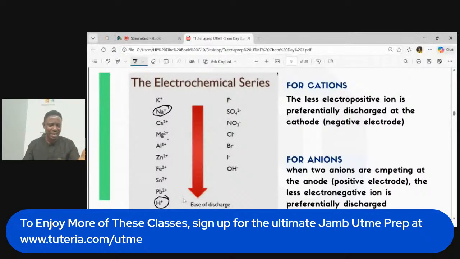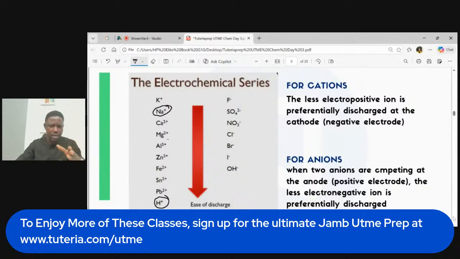Because it's less reactive, the more reactive will displace it and kick it out of the system. Because the more reactive one is at the top, it's like the boss. Sodium will tell hydrogen, please don't stay in the same compartment with me, because I'm more reactive than you. Get out of this situation, leave the house for me. I'm enjoying the electricity and all the things that is happening here. So that's exactly what happened.